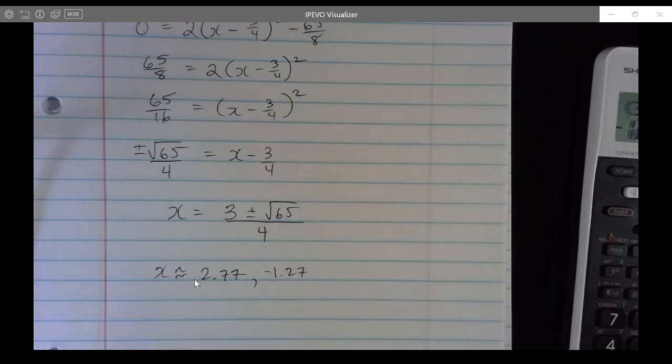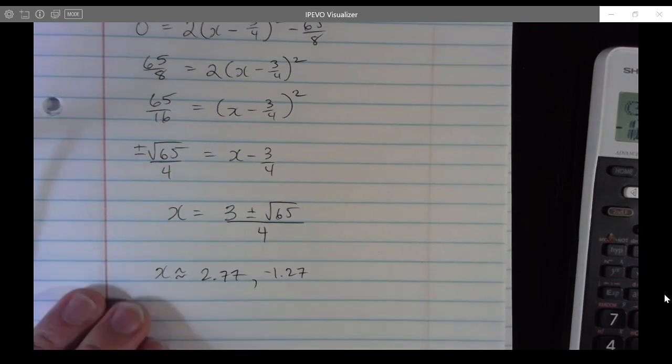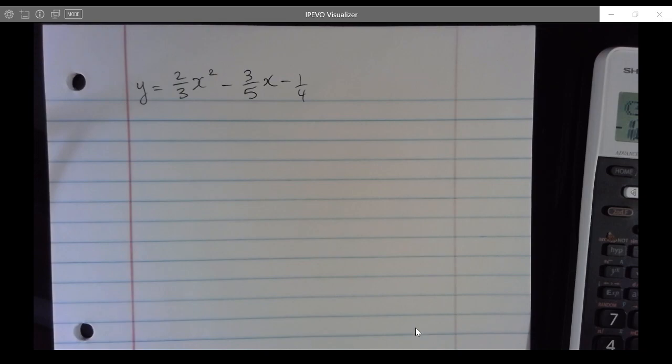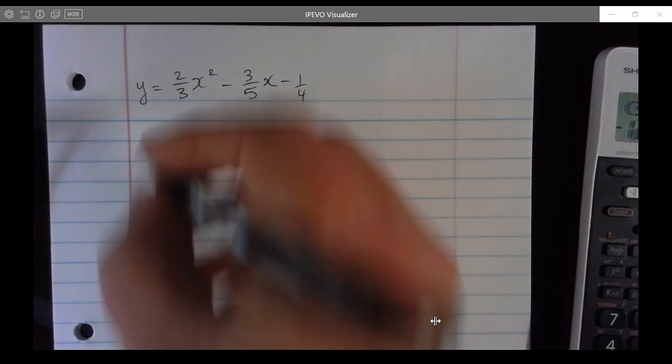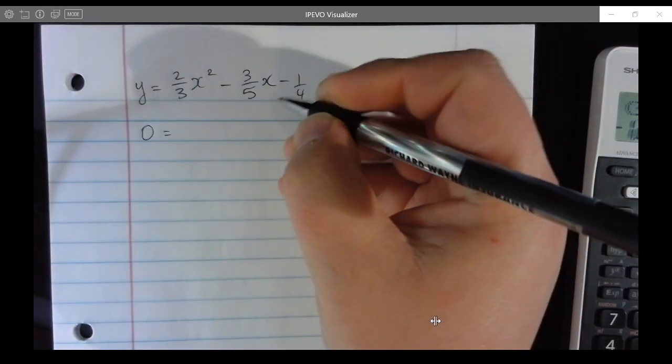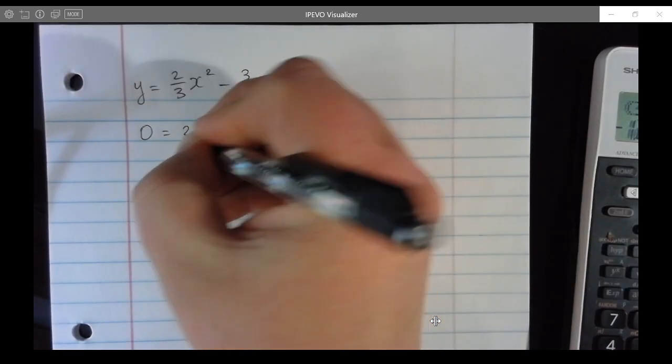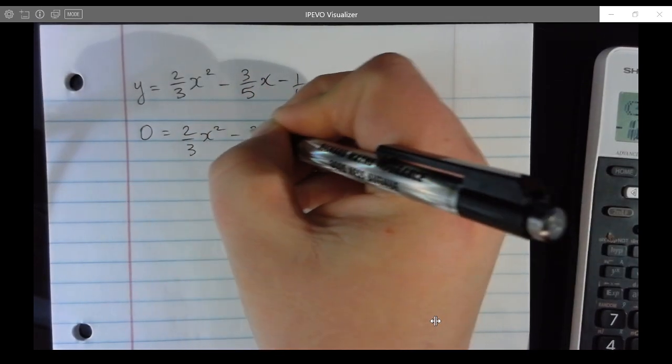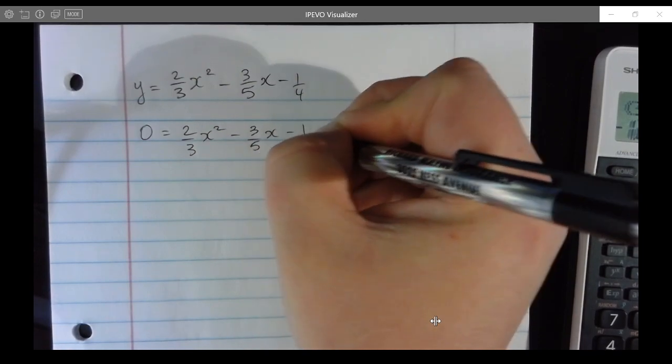Second step is let's do the B question. So let's have a look at the B question. All right, there's the B question. So from here, we're going to start again by setting that to 0. And this is going to be 0 equals 2/3 x squared minus 3/5 x minus a quarter.